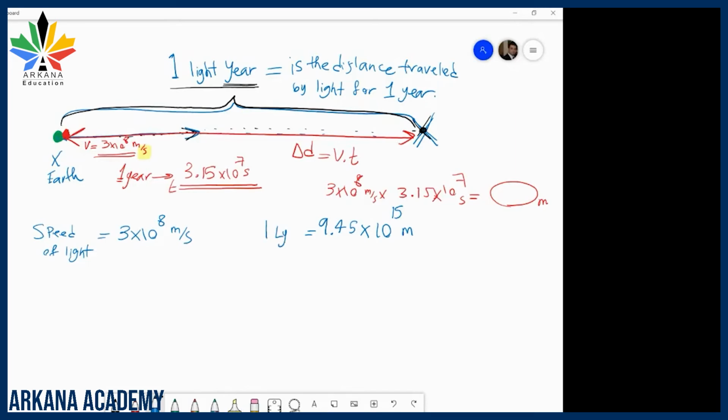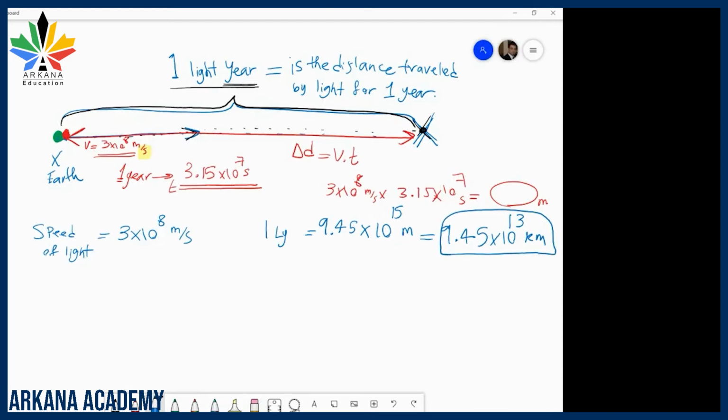Let's just call it 1 ly. 1 light year is equal to 9.45 times 10 to the power of 15 meters, which is also equal to 9.45 times 10 to the power of 13 kilometers. Okay, so this is the distance of the light year.